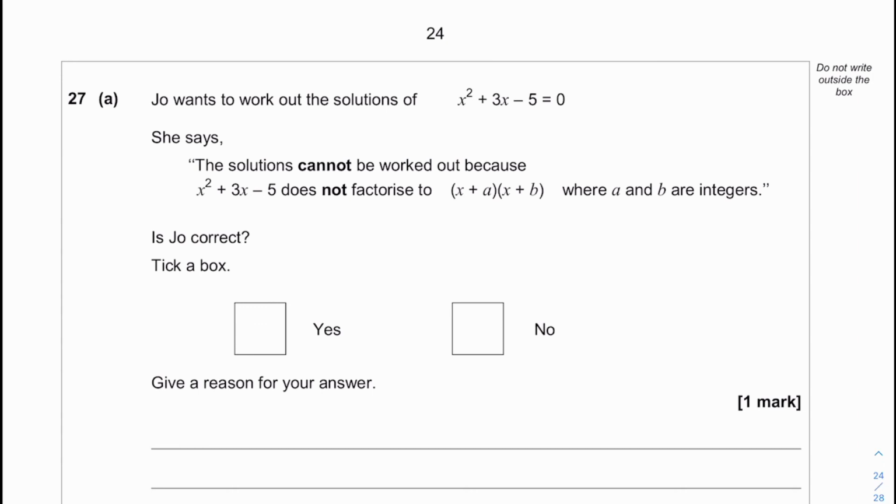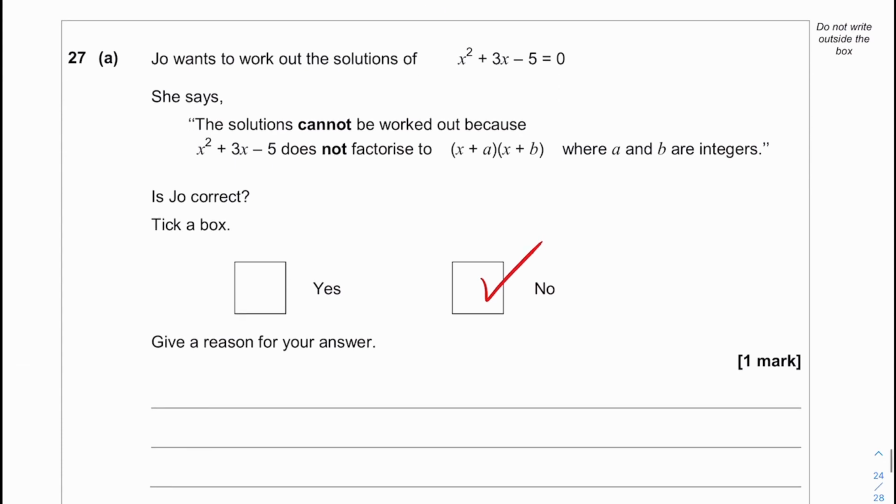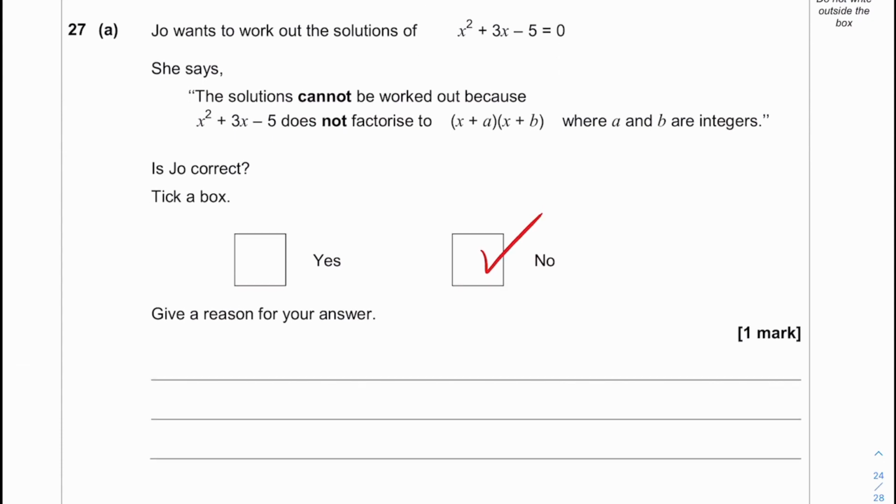Question 27 part A, we're told that Joe wants to work out the solutions of x squared plus 3x minus 5 equal to 0, and she says the solutions cannot be worked out because that expression does not factorise into that form where a and b are integers. So we've got to say basically, is this statement correct that the solutions can't be worked out? Tick a box and give a reason. So obviously the solutions can be worked out, so Joe is wrong, and the reason is we can use other methods such as using the quadratic formula or completing the square.